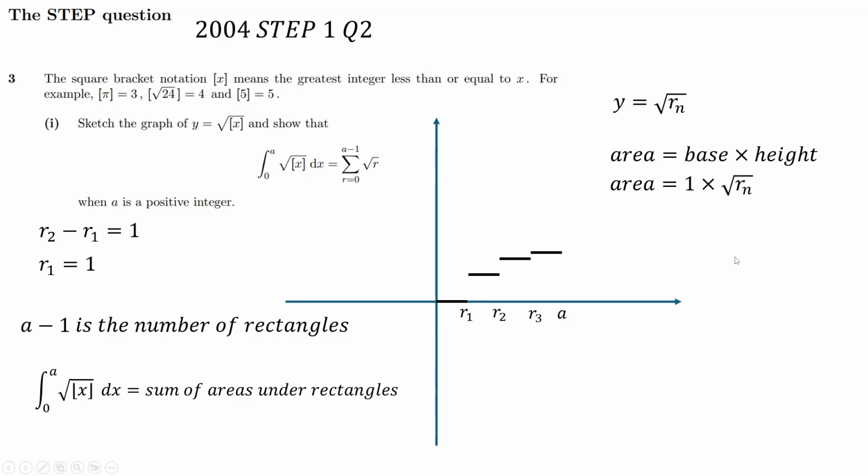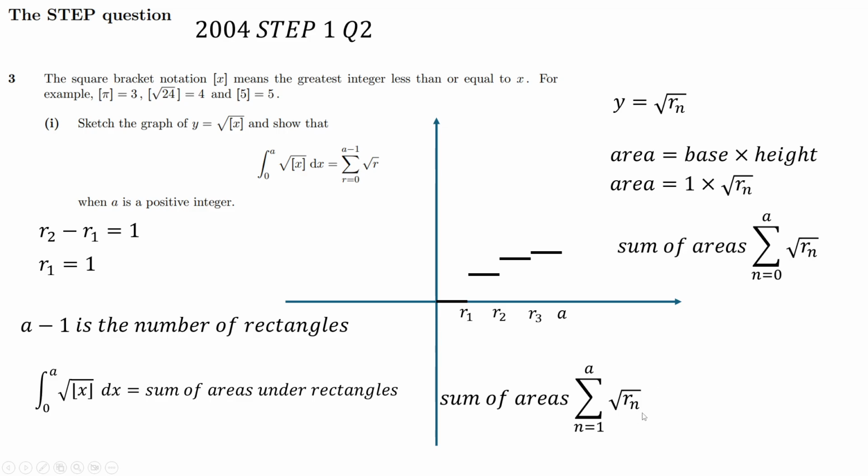Okay, so we can just say that this here is just going to be the sum of 1 multiplied by root R subscript n all the way up to A, right? So from n equals 0 all the way up to A, and then we're going to be summing up the area. This is the area. Okay, so the sum of areas is this. Now, we've actually got A minus 1 rectangles, not A rectangles.